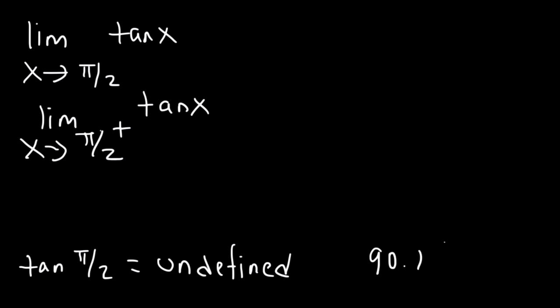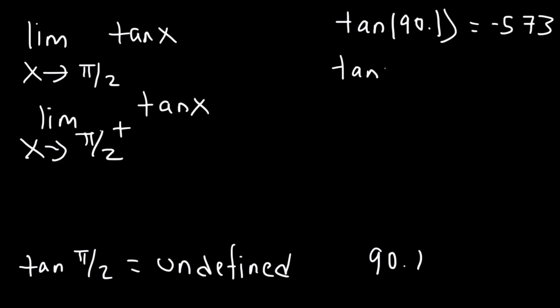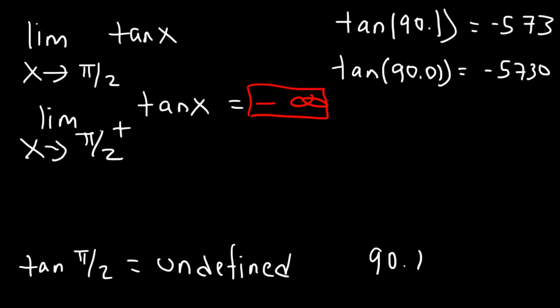Tangent 90.1 is about negative 573 if you round it to the nearest whole number. Tan 90.01 is negative 5,730. So therefore, we can see that it's approaching negative infinity. It's becoming more negative as we get closer to 90. And it makes sense because 90.1 is located in quadrant 2, and tangent is negative in quadrant 2.